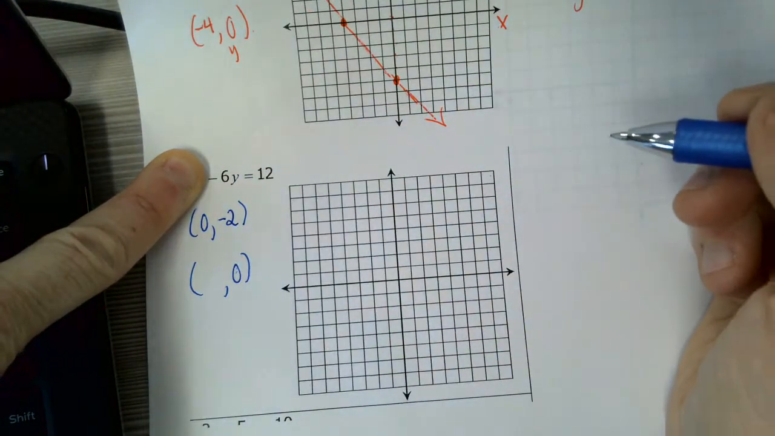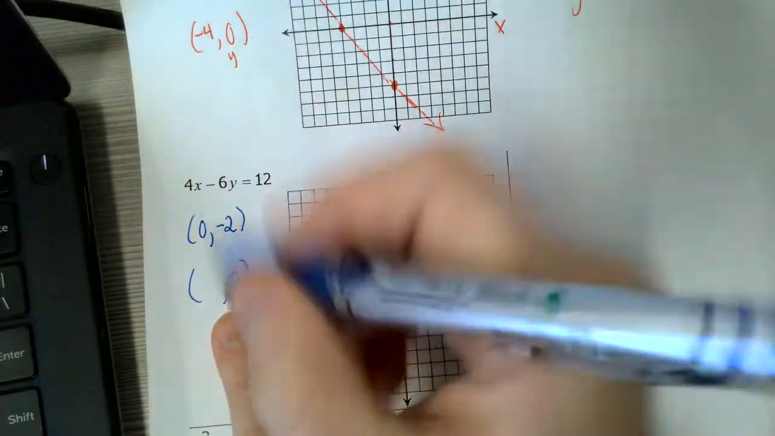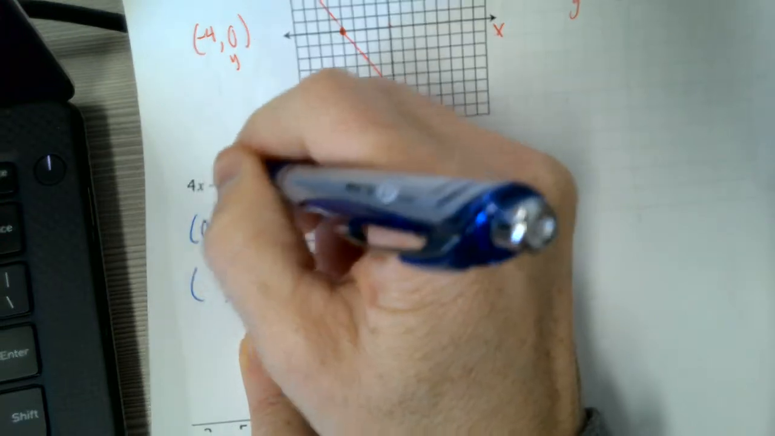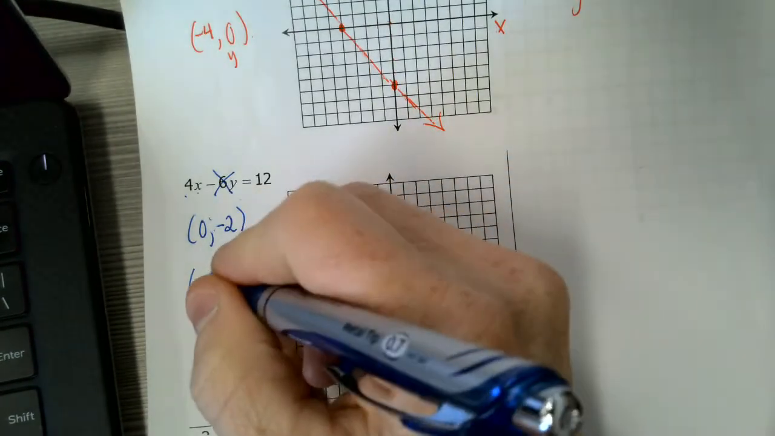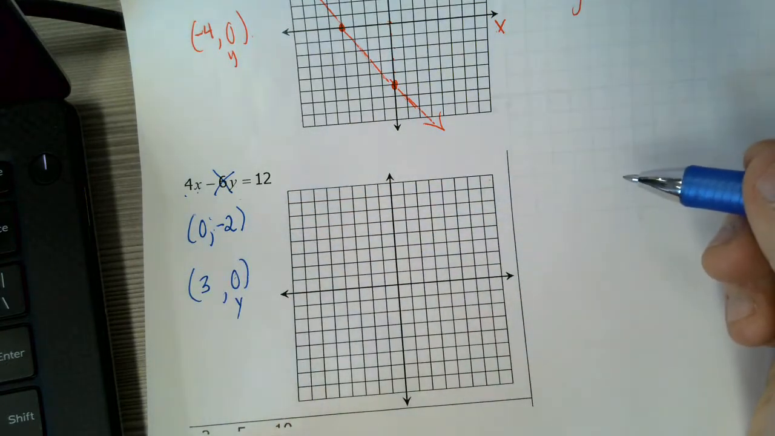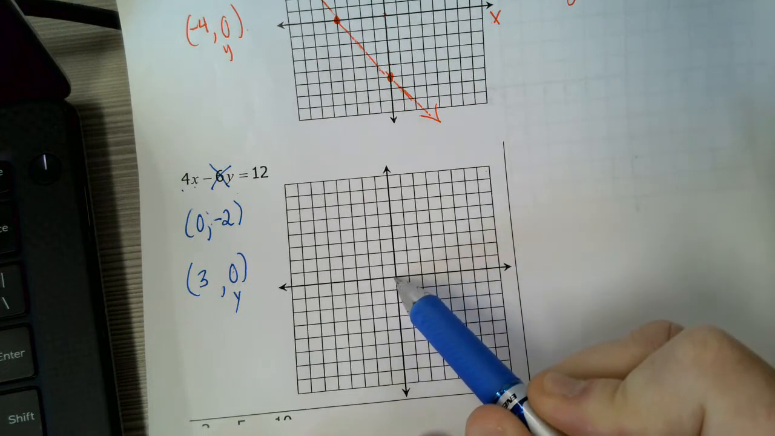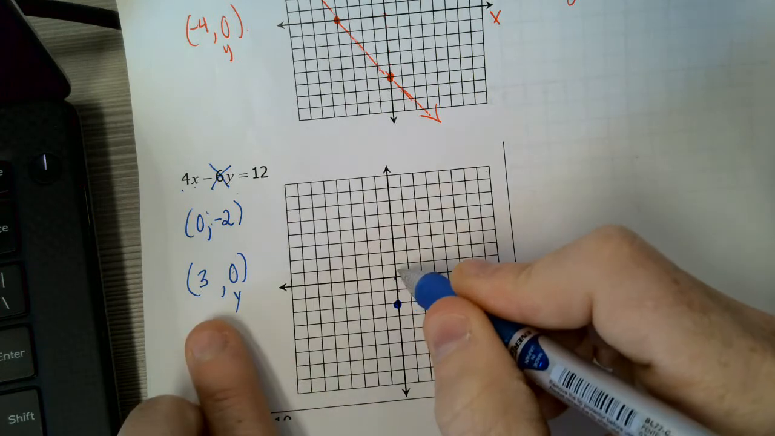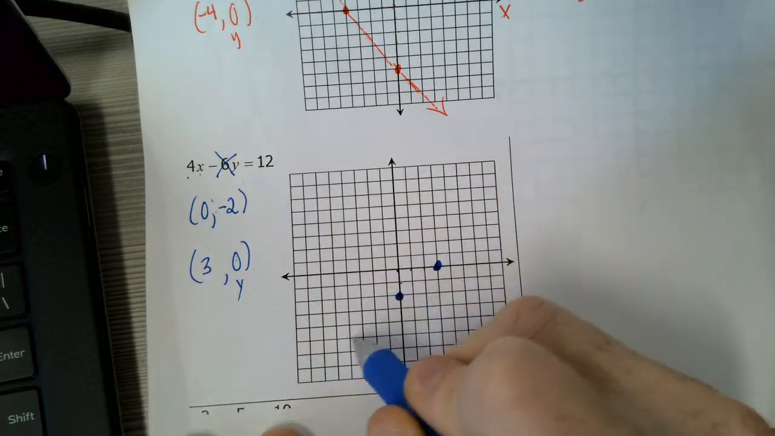Negative 2. All right. Now we're going to do the same thing with the y value. If the y is 0, I'm going to cover the y term because negative 6 times 0 is 0, right? So that's gone. So 4 times what is 12? Let's plot our dots and connect them and we'll have our line. So 0 back and forth, 2 down, 3 to the right, none up and down, and draw a line.